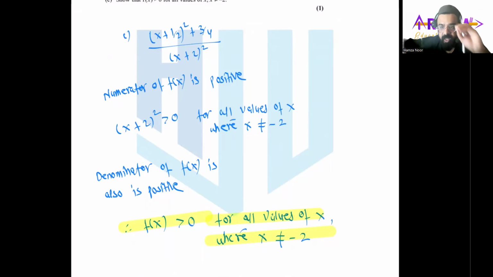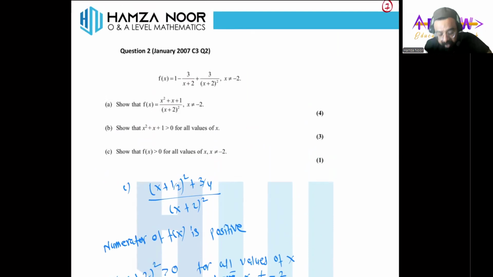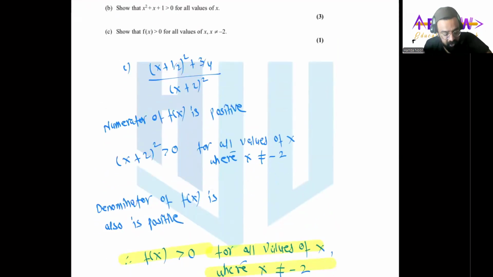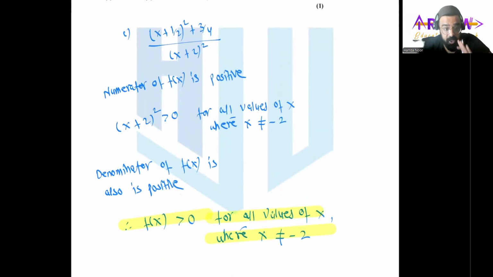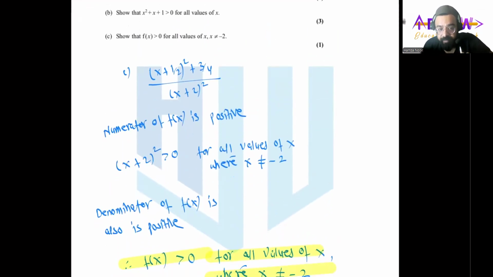Because God forbid if x becomes equal to -2, then the function will become undefined. If x is equal to -2, fx function would become undefined. Only due to this reason we are considering this thing. So you need to write your statement according to the domain which is specified in the question, according to the input values which are specified in the question.